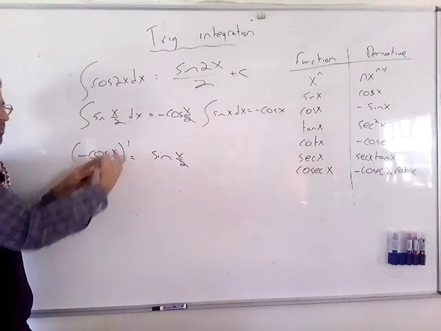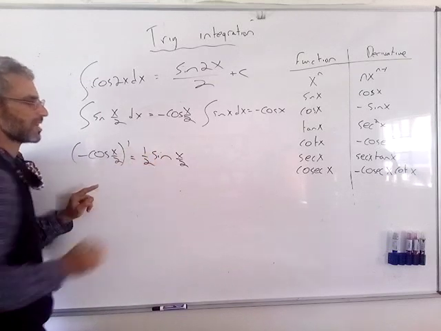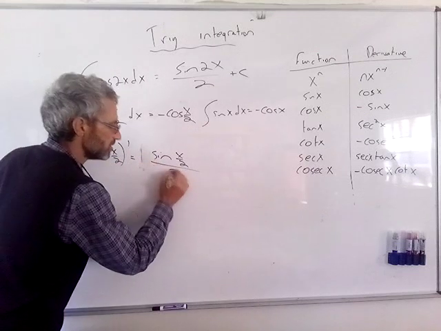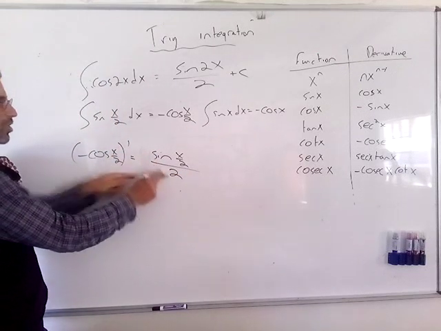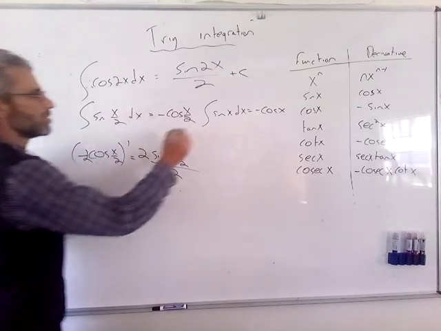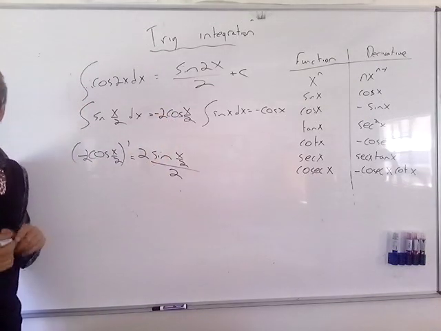But now we need to times it by the inner function. So it's going to be half times sine x over 2, or sine x over 2 divided by 2. Now, I don't want that divided by 2, so I need to multiply it by 2. So the answer is, as you said, minus 2 cosine x over 2.